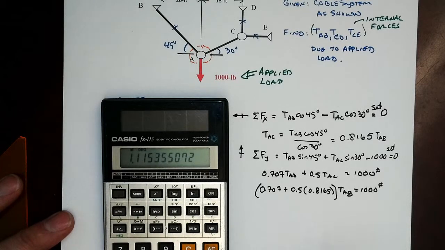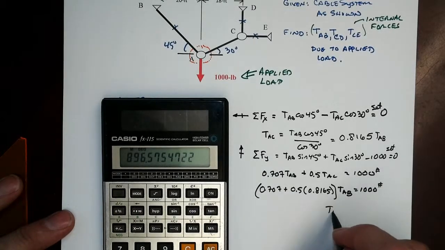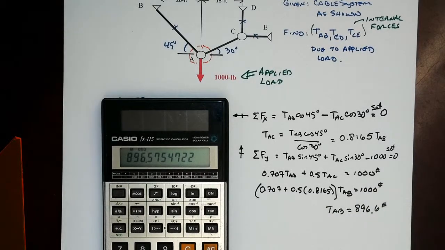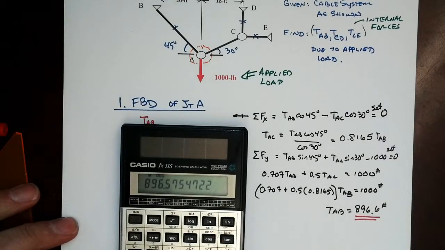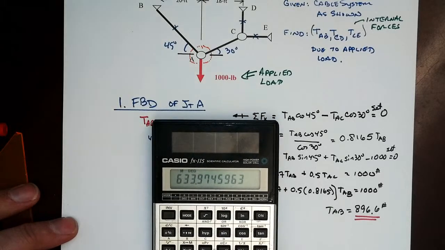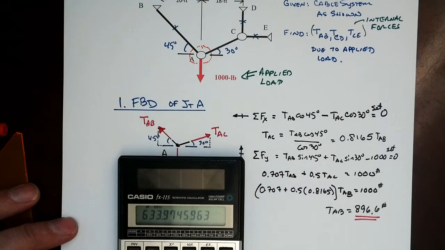It's 1.115 TAB equals 1,000 pounds. And so TAB is equal to 896.6 pounds. Wow, that's pretty big. That's a large fraction of 1,000 pounds. Okay. So I'm going to take that now times cosine 45. So the x component was 634 pounds. And because it's at 45 degrees, so will the y component be 634 pounds.